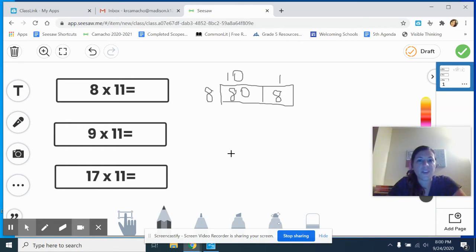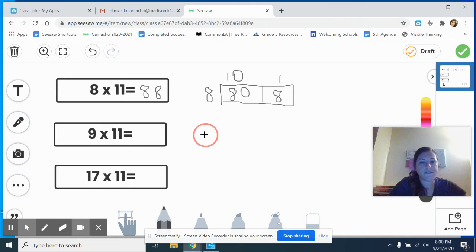This can also be called the partial products method because I'm finding the product of this, but it's only part of my problem. It's a partial part. So now I have to add those two together to get my actual answer, which ends up being 88. Some of my other friends might just break apart the equation without drawing it out in an array. So you might do 8 times 10 equals, 8 times 1 equals, and then add them together. But I'm going to keep practicing this array strategy.